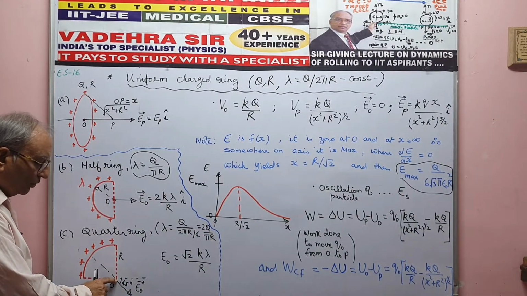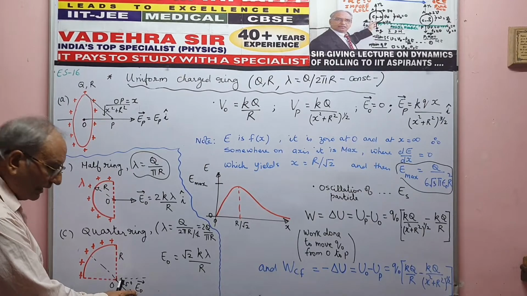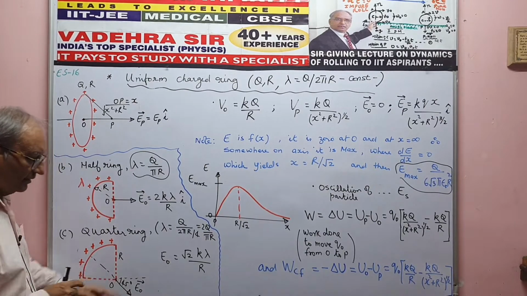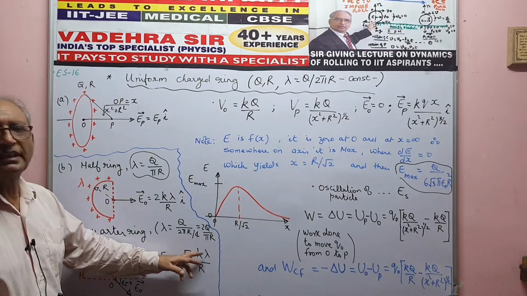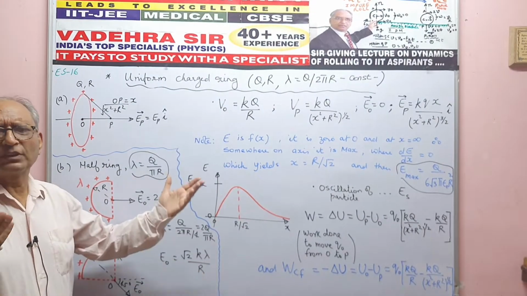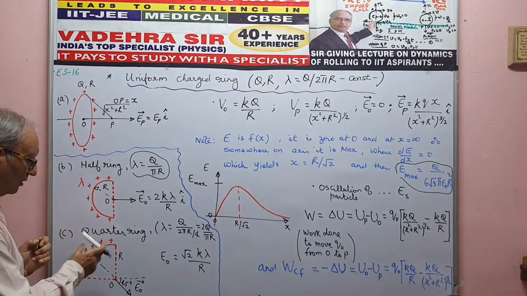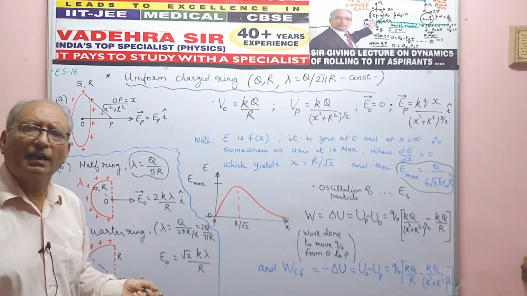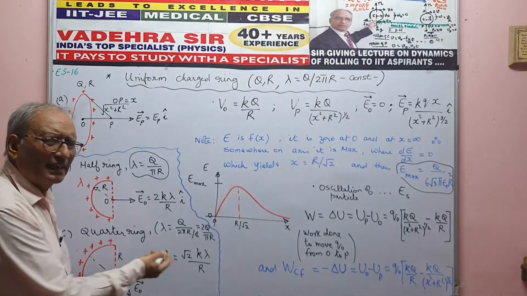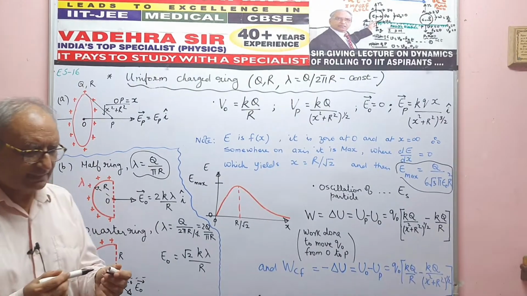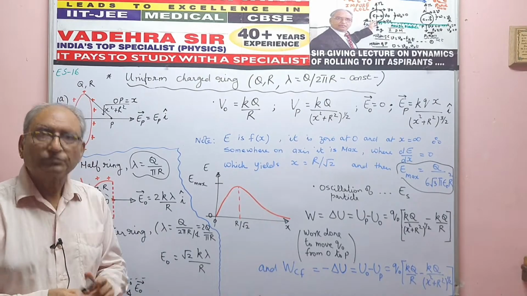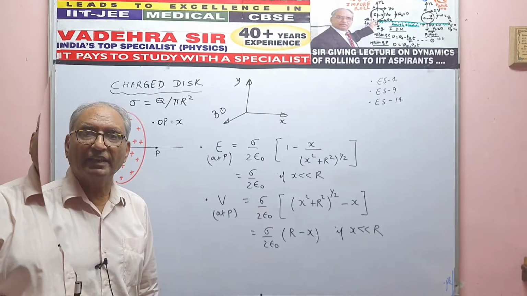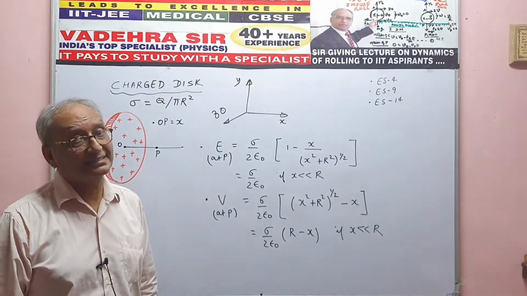So the field at O comes out to be E0, and it makes an angle of 45 degrees with the x-axis, where E0 is root 2 k lambda by r. Potential, of course, for every element, so potential will be kq upon r as usual. I don't have to do that, it's just a very simple exercise. So this is for the full ring, the half ring, and now a uniformly charged disk.